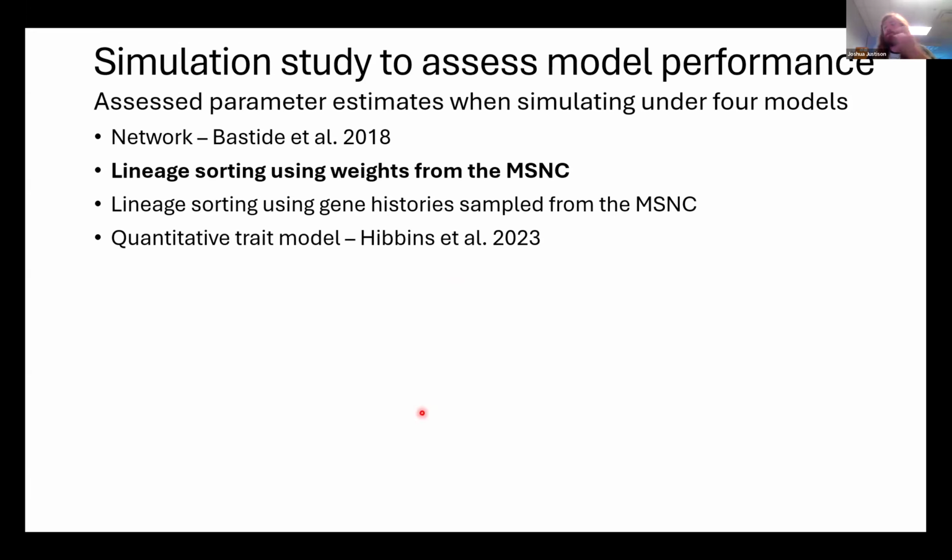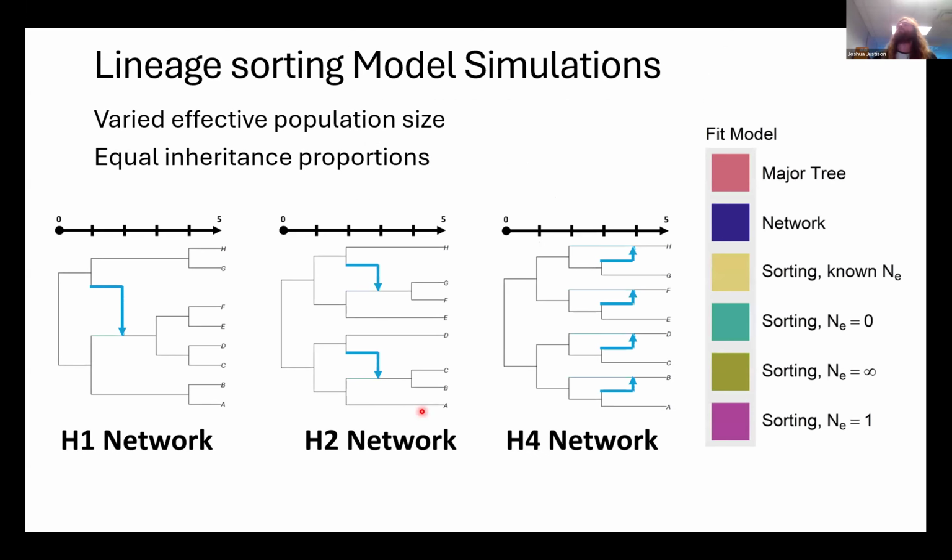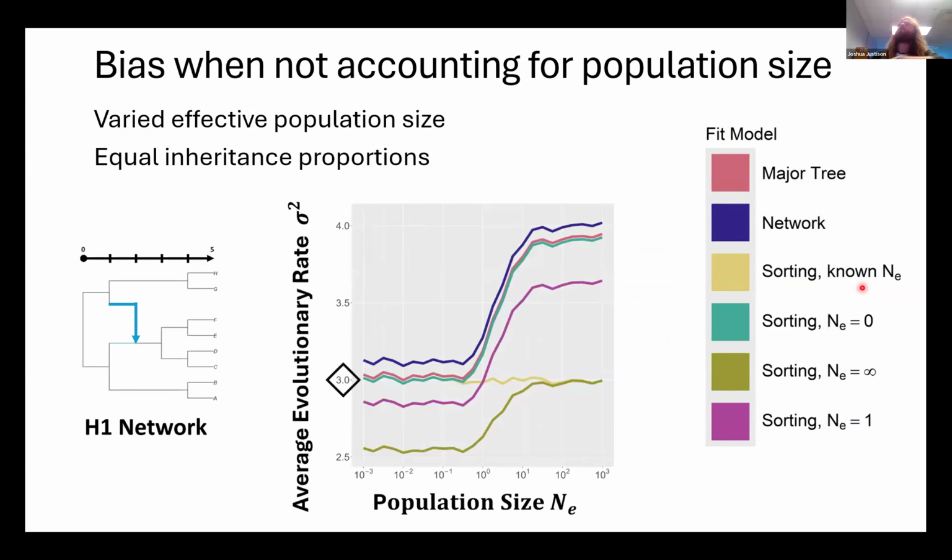So the other simulation model that I wanted to talk about is simulating under our lineage sorting model, where the weights are from the multi-species network coalescent. And so here we varied our effective population sizes, but kept our inheritance proportions equal. And now our true model in this case is the lineage sorting model, where they're using the true value of the effective population size. And so what we can see is that there's going to be a bias when we're not accounting for population size.